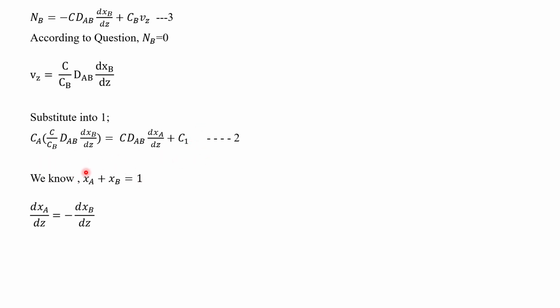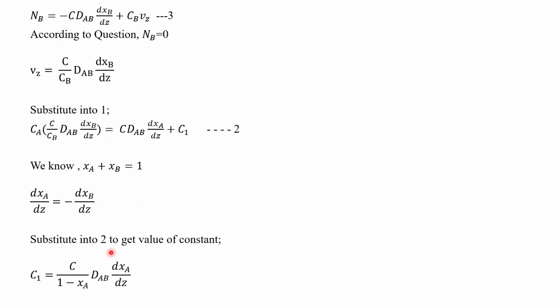We know xa plus xb is equal to 1. The mole fractions always add up to 1. So take a derivative of them with respect to z. This equation, we take a derivative with respect to z. It will be dxa upon dz plus dxb upon dz equal to 0. So we get this relation. We substitute this relation into this equation 2 to get the value of the constant, which will be C upon 1 minus xa, dAB into dxa by dz.